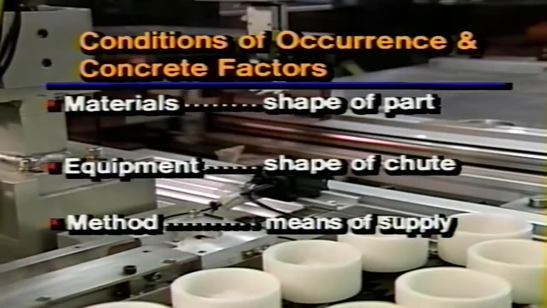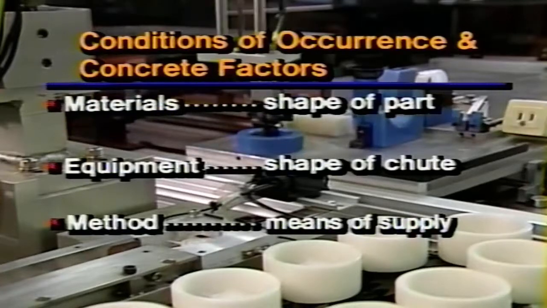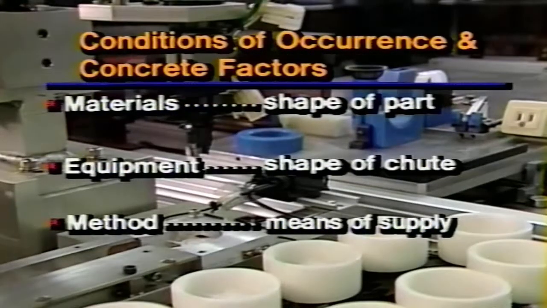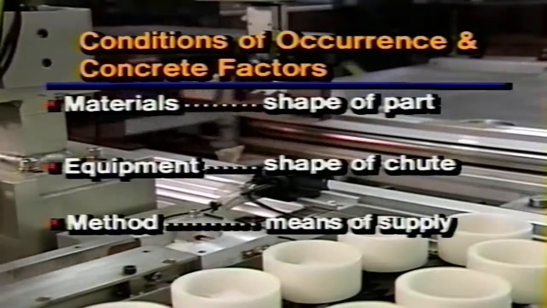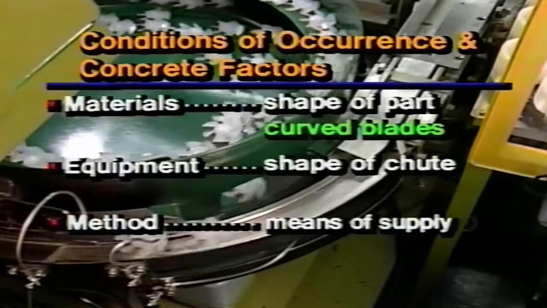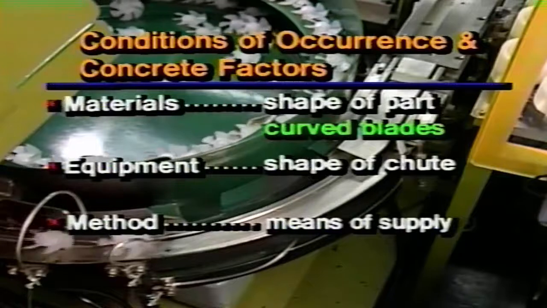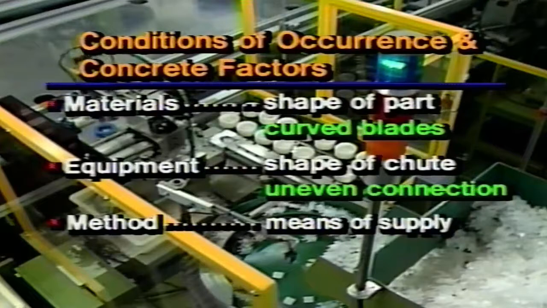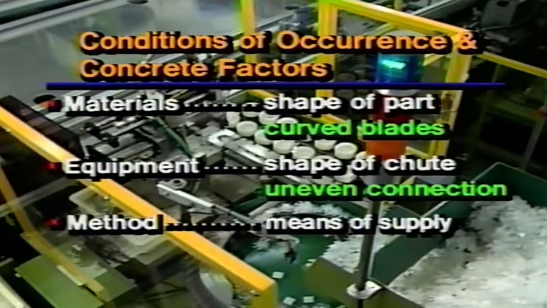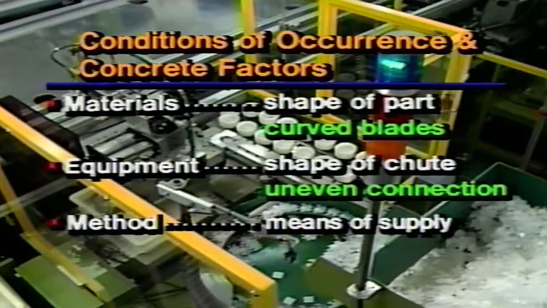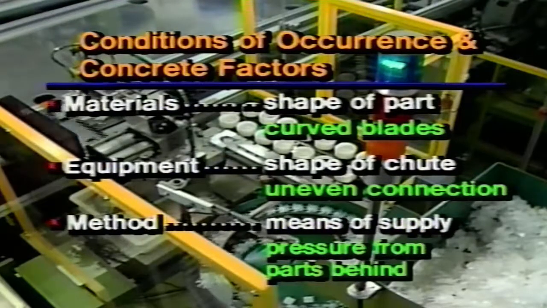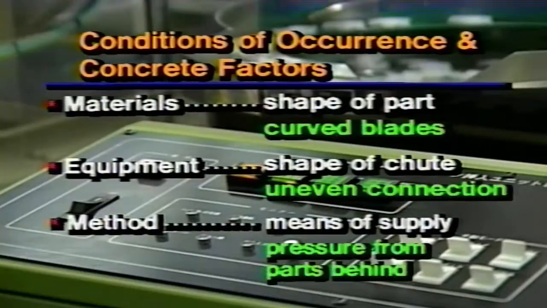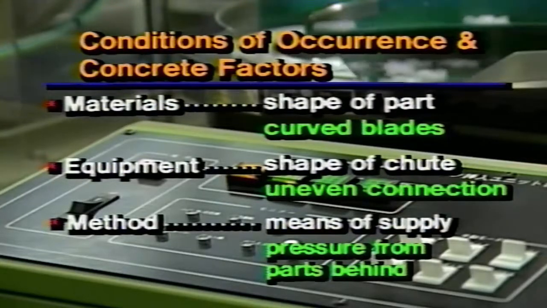Now let's look at each factor in this example. First, materials, namely the shape of the part. Note the blades are curved. Second, equipment. There is an uneven connection between segments of the chute, creating a potential barrier. And third, method, the means of supply. There is pressure from other parts building up behind, and proper spacing is not maintained. Now we have isolated three factors, we can track down the real criminal in the case by comparing the situation with standard conditions where short stoppages do not occur.